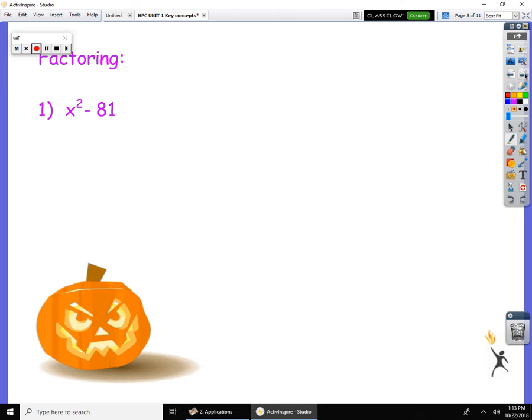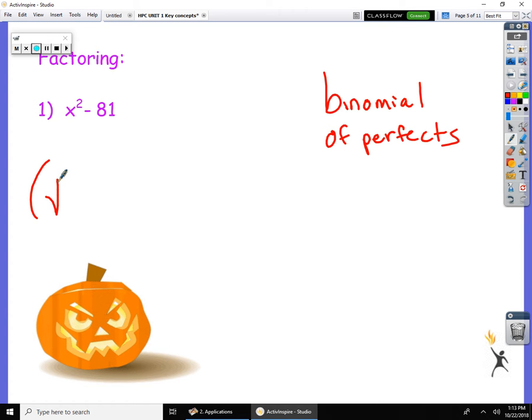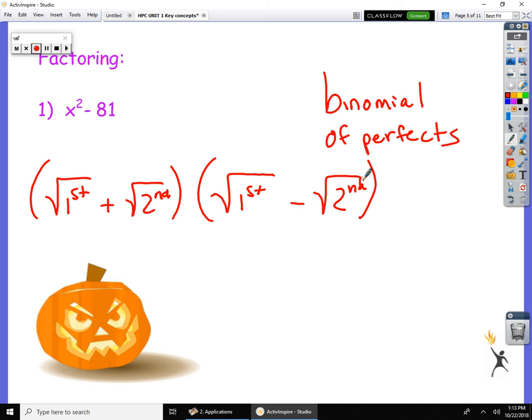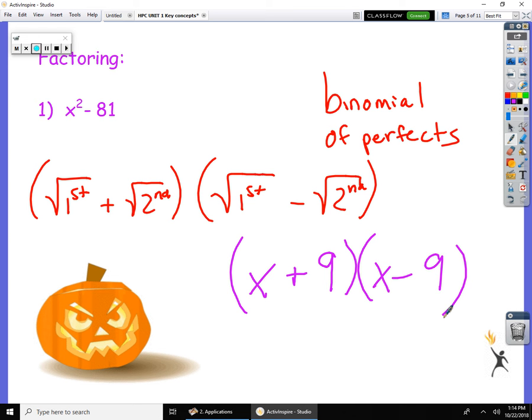The first kind is a binomial of perfects. What do I mean by perfects? They're perfect squares. If I have a binomial, which is 2 terms, and they're each perfect squares, I can do this trick. It is the square root of the first plus the square root of the second, times the square root of the first minus the square root of the second. Using that formula, what would this be in factored form? x plus 9, x minus 9. If you said x minus 9, x plus 9, you're still correct. The order doesn't matter, I just start with the positive. Everyone remember seeing this type of factoring? I'm going to roll through this fairly quickly. Ready for the next one?